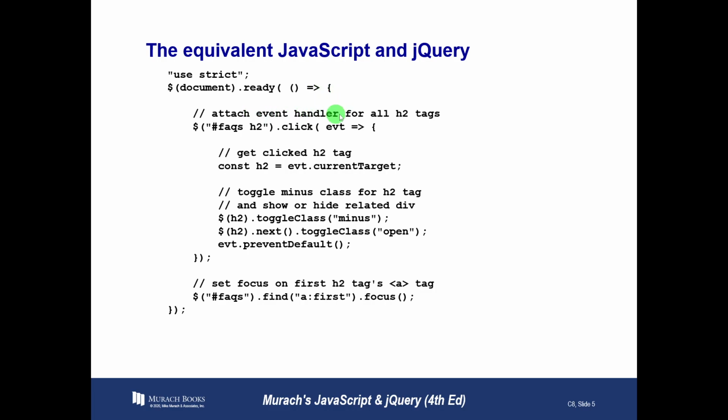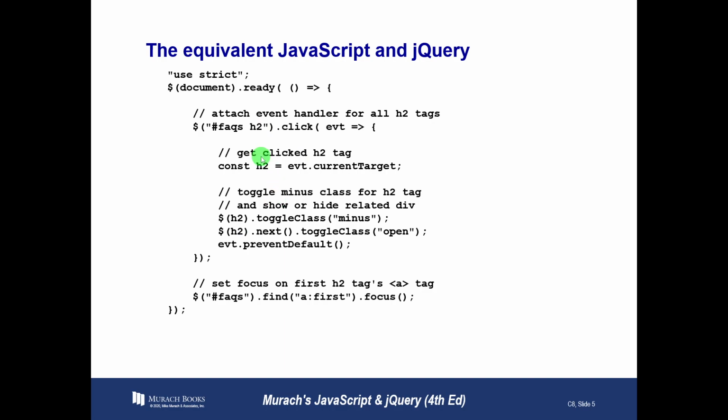We're going to attach an event handler for all the H2 tags. So we're going to go to the FAQ section and get all the H2s. And we're going to make a click handler. And the event is going to get attached to whichever object. So evt is whichever object gets clicked. We're going to get the current target. And we're going to toggle that class, the minus class and the open class that we did before. And event prevent default.